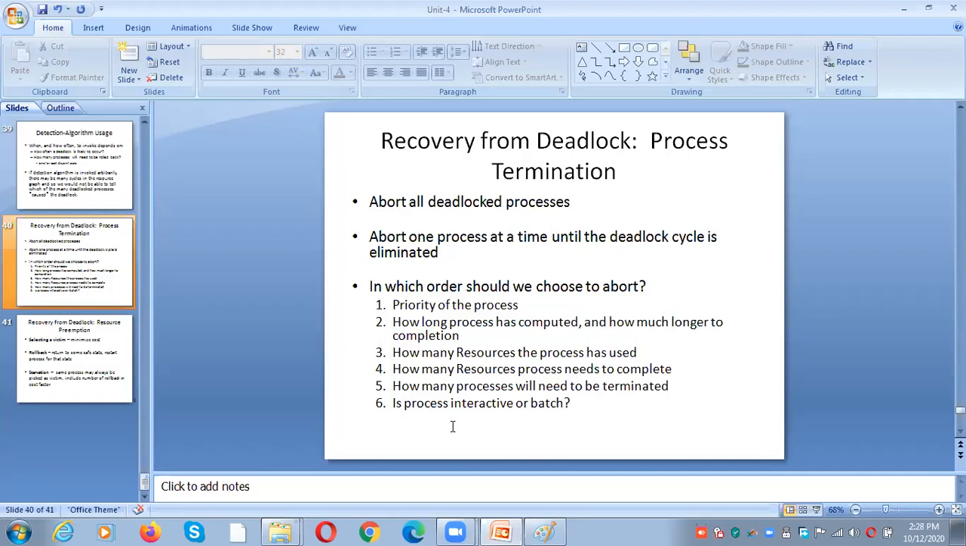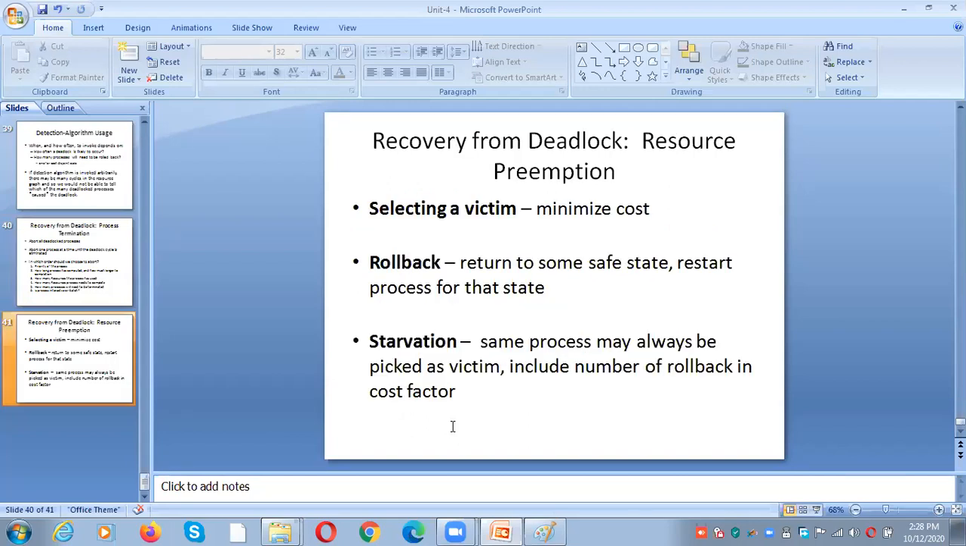process, you need to consider the priority as well as how much computation time it has already used, how long the process has been executing, what resources are already utilized by the process, what resources are still needed to complete this task, whether it is an interactive or a batch process, and how many such processes you want to remove from the system in order to avoid the deadlock.